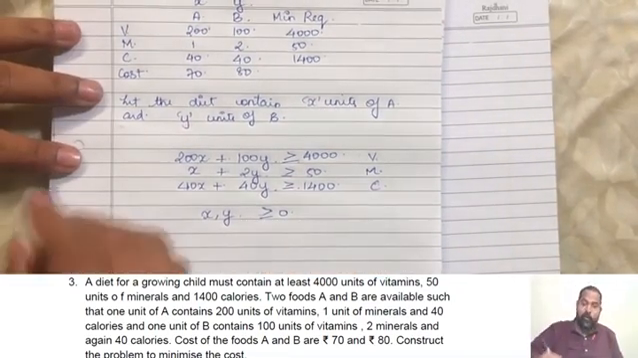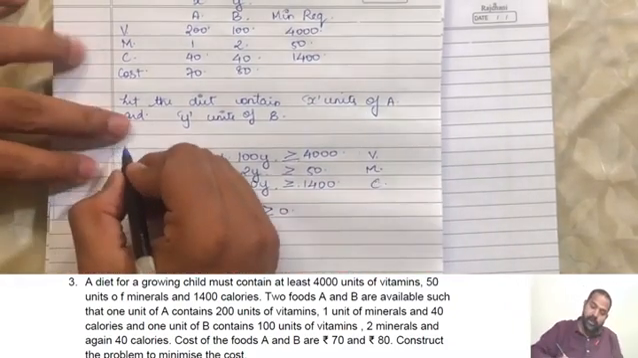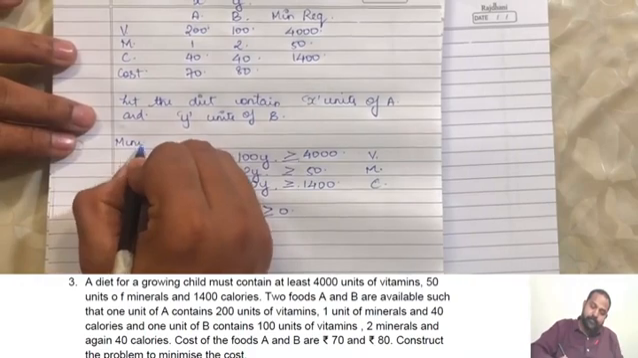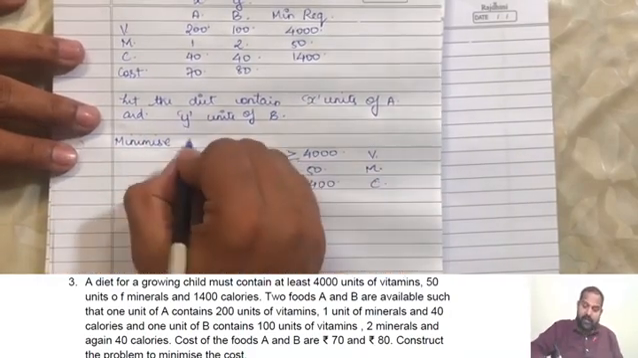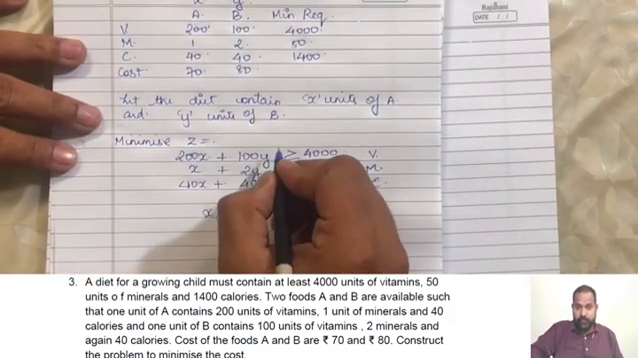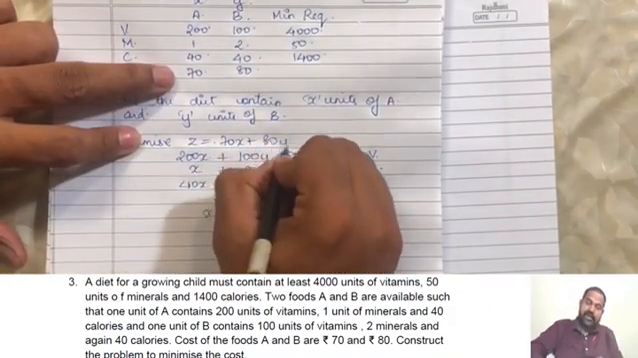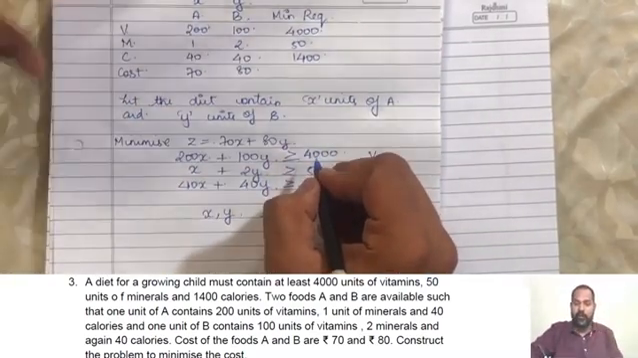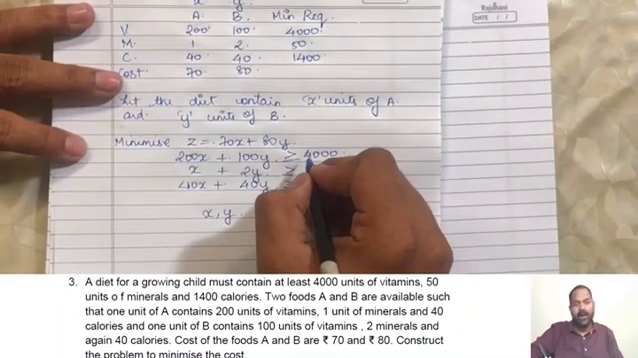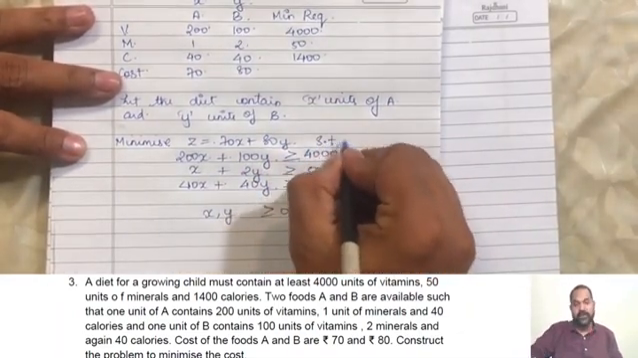So I have to write down my objective, no? Let's write down your objective. What will your objective be? Your objective will be minimize, not maximize here. Minimize Z. What is Z? The cost. What is the cost? 70x plus 80y. If you want to keep the cost minimum, don't feed them only, no? This minimization is subject to constraints.